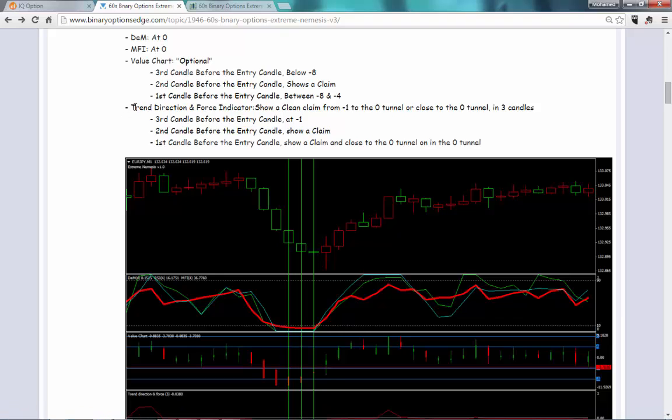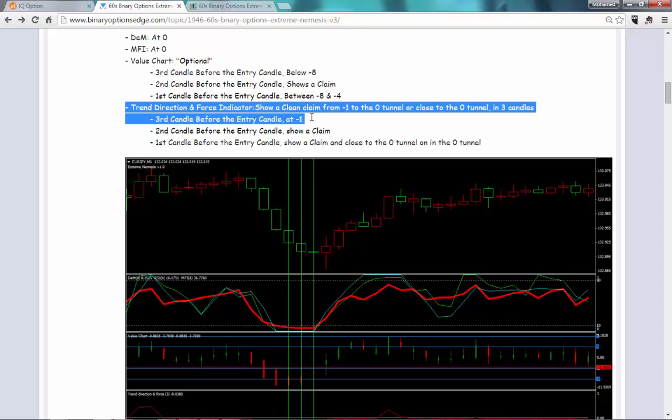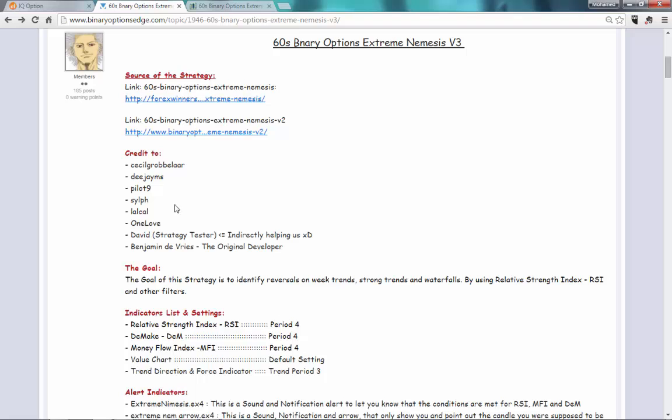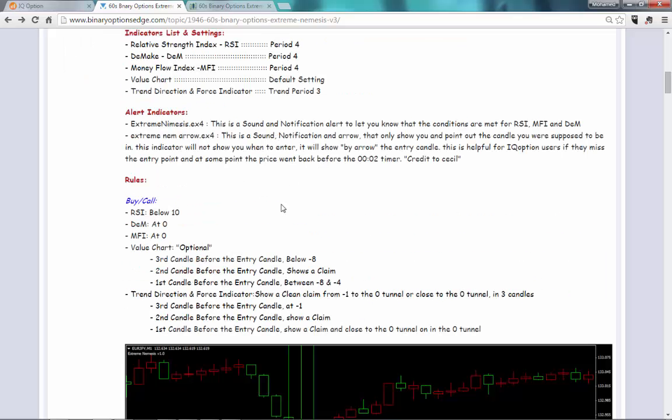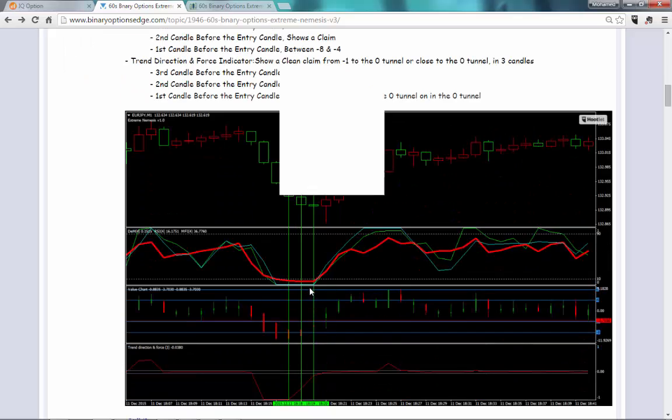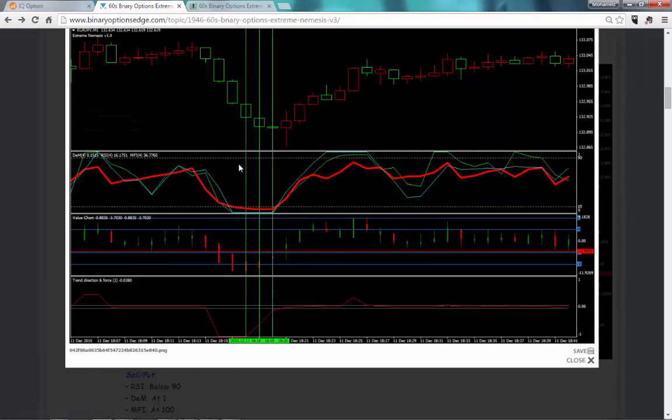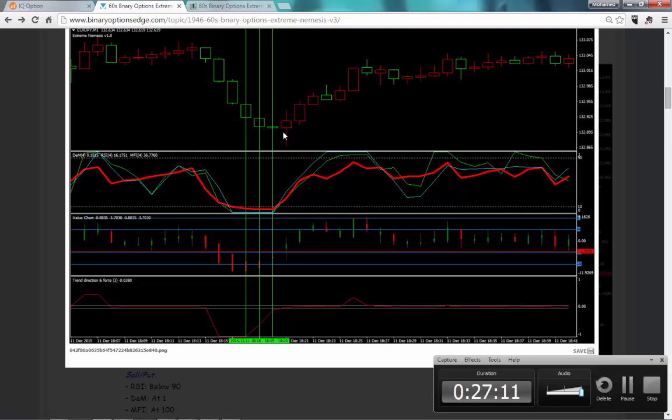The direction and force indicator. This indicator was found by, I think, Pilot. Pilot 9 is the one who shared this indicator with me, and I started testing it. So to quickly explain to you guys how it works. When I say the third previous candle, it is the first green line that you see here. The second previous candle is the second line, the green line in the middle.